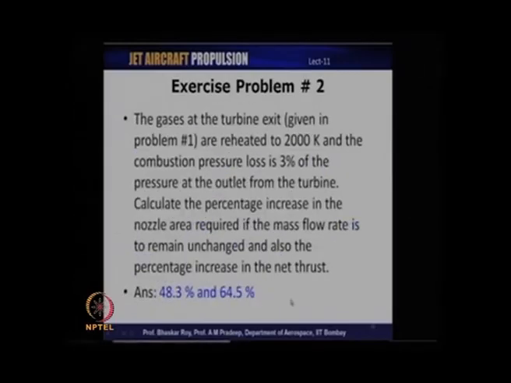The second problem is the same problem with afterburning. So, at the turbine exit, the gases are reheated to 2000 Kelvin and pressure loss is 3%. Calculate the percentage increase in nozzle area required if the mass flow rate is to remain unchanged, and also the percentage increase in net thrust. That is, we need to calculate how much area increase of the nozzle is required if we have to operate this engine keeping the same mass flow. So, the answer to that is 48.3% increase in area and 64.5% increase in net thrust.